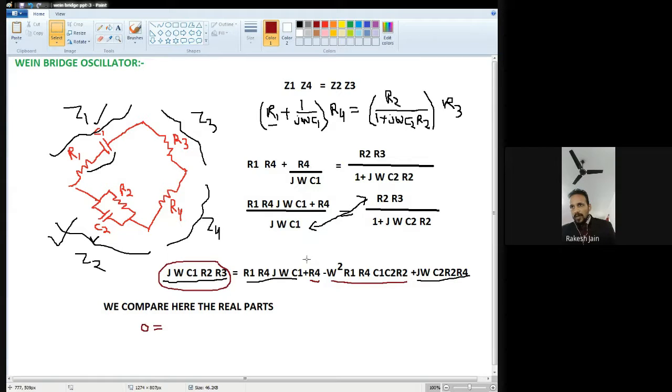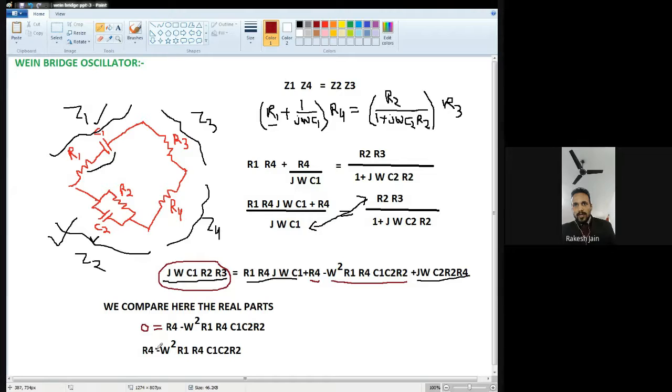Okay. So I just copy them and paste. So these are the real parts from the right hand side. Now 0 is equal to R4 minus omega square R1, R4, C1, C2, R2. So definitely R4 is equal to omega square R1, R4, C1, C2, R2 when it is moved towards the left hand side. So they will be equal to each other.